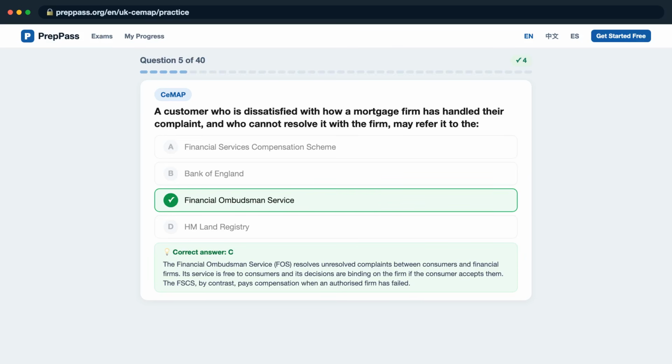The Financial Ombudsman Service, FOS, resolves unresolved complaints between consumers and financial firms. Its service is free to consumers and its decisions are binding on the firm if the consumer accepts them. The FSCS, by contrast, pays compensation when an authorized firm has failed.